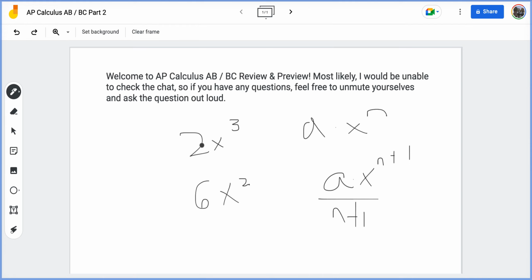So let's plug that in here. If a is 2 and n is 3, so you'll get 2 times x to the power of 4 over 4, which simplifies down to x to the power of 4 over 2.